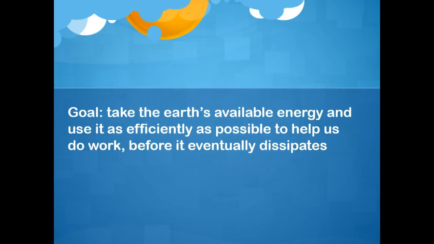So our goal, if we're going to use energy resources to make them do work for us, we need to take the available energy and use it as efficiently as possible to help us do work before it eventually dissipates. Because according to the second law, it's always going to dissipate. So how do we do that?